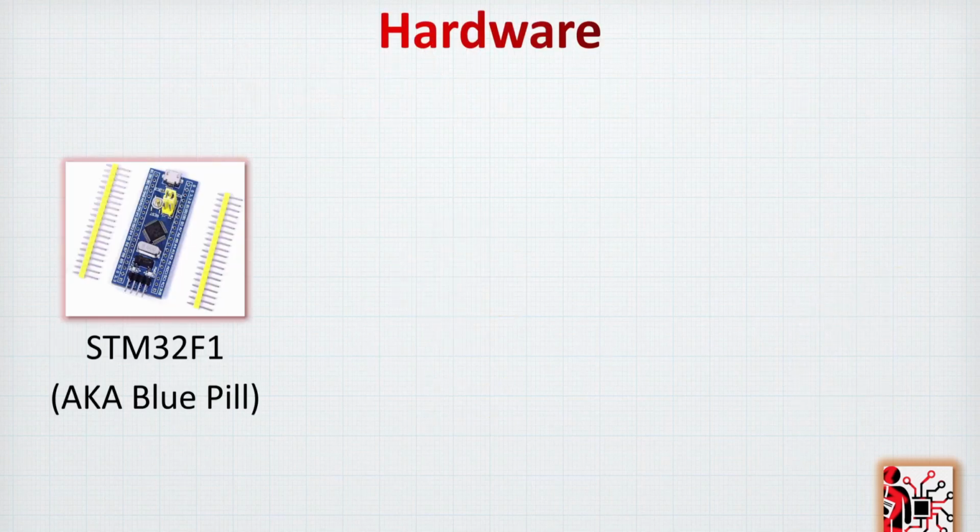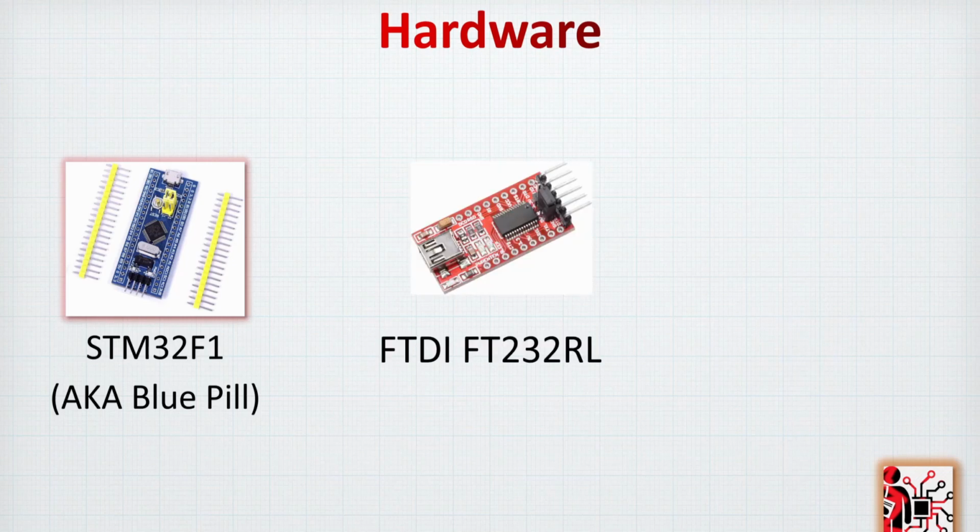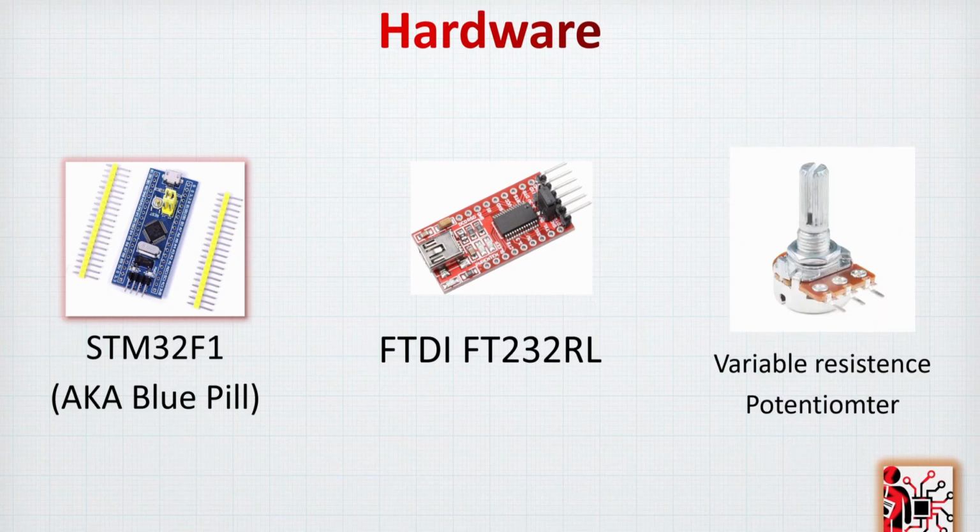For the hardware, we are going to use an STM32-based board, aka the blue pill. Also an FTDI FT232, which is needed to establish serial communication between the STM32 and the PC. But if you have an Arduino, you will not need the FTDI. And also a potentiometer, or variable resistance, which we are going to use to see the dynamic change in the graphic user interface when we make the connection with the STM32 or the microcontroller in general. Okay, so let's take a look at the tutorial.